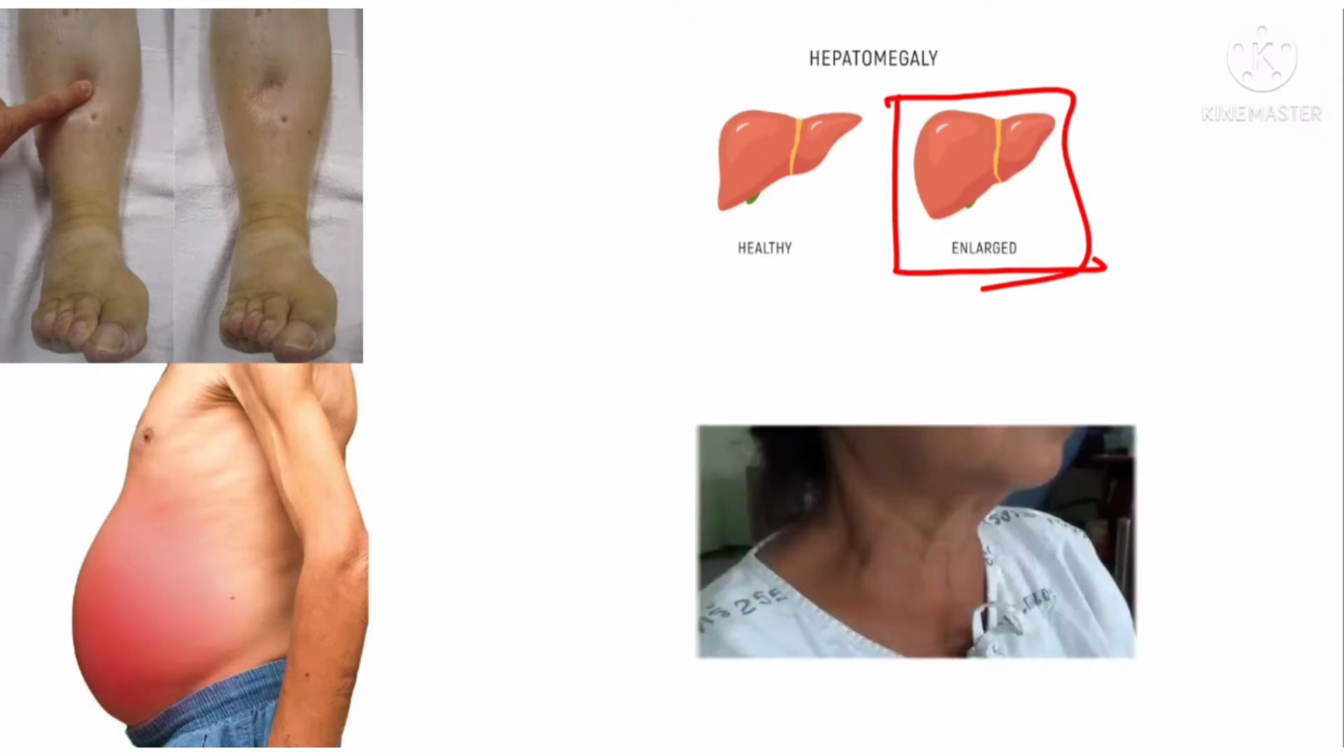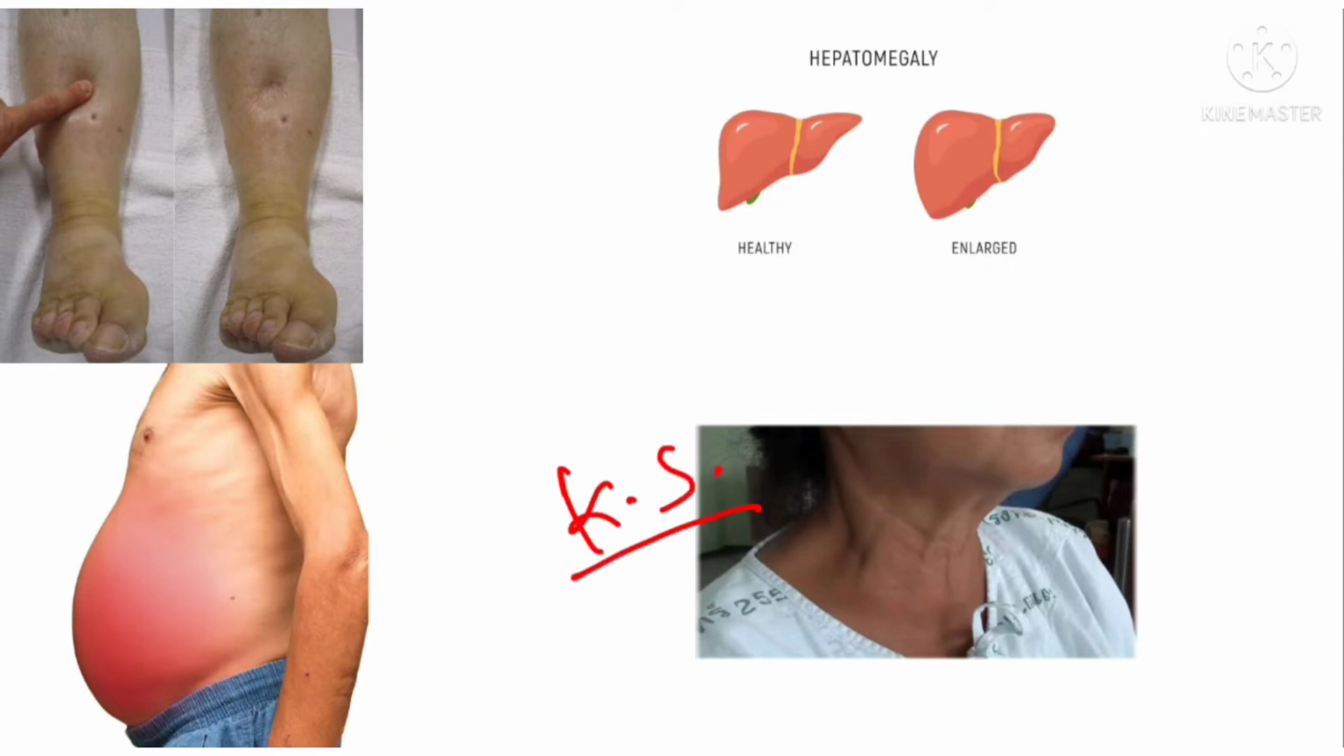Another condition we can find in right ventricular constriction is Kussmaul sign. Normally, at the time of inspiration, our JVP will fall, but in various conditions like constrictive pericarditis and restrictive cardiomyopathy, our JVP will paradoxically increase. This is called Kussmaul sign.